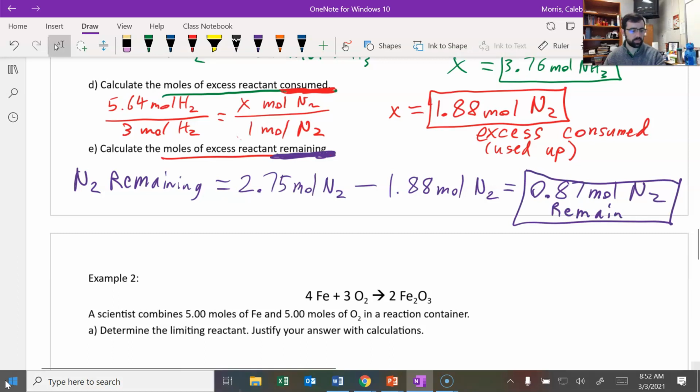All right, there's one more example problem. If you feel comfortable with it, work it yourself and just check your answer.